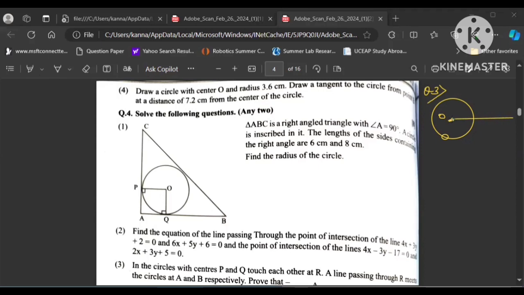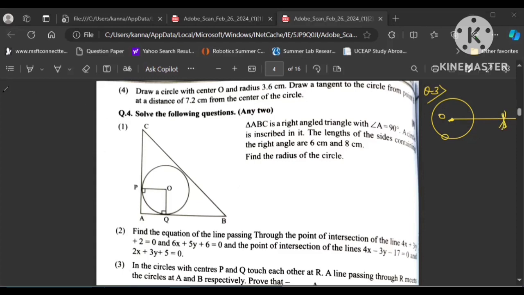So I first draw a line, okay? Then suppose I take that point as P. Draw a tangent to the circle from point P, which is at a distance of 7.2 centimeter. So O as center, radius 7.2 centimeter, cut an arc. What is the radius of this arc, children?